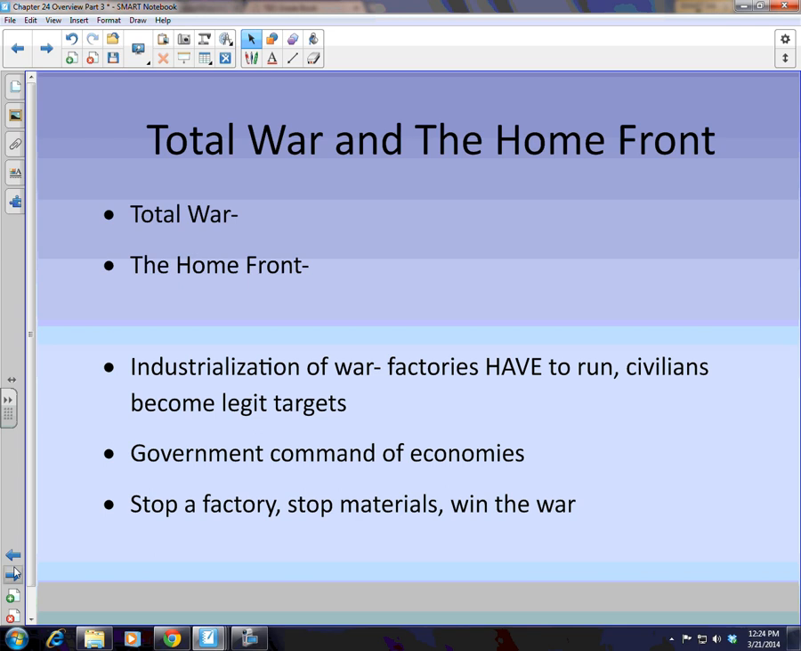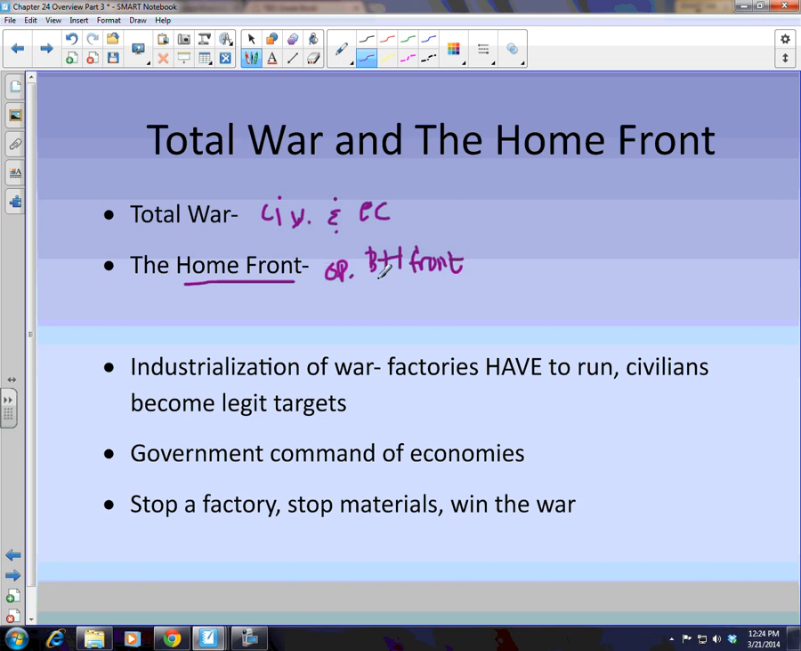For the first time, people use terms such as total war and home front. Total war is war on both civilians and enemy combatants. So, in a sense, these civilians kind of become enemy combatants. And then the home front is the opposite of the battlefront, right? So it's where you live.